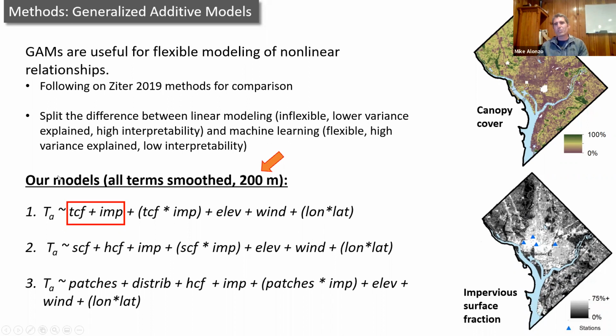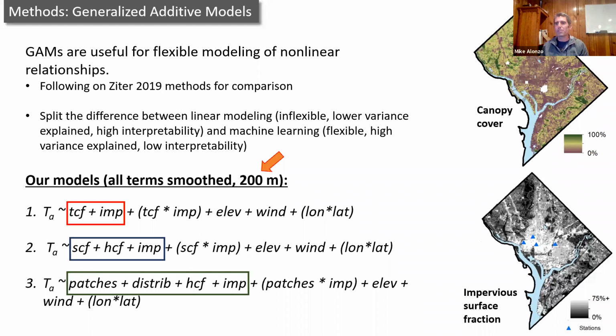So model 1 was just tree canopy and impervious, kind of the general way that people do these studies. Model 2 was partitioning into soft canopy fraction and hard canopy fraction and impervious. And model 3 was the spatial configuration. So patches, distributed canopy, hard canopy, impervious. So that's what we'll see the results from.